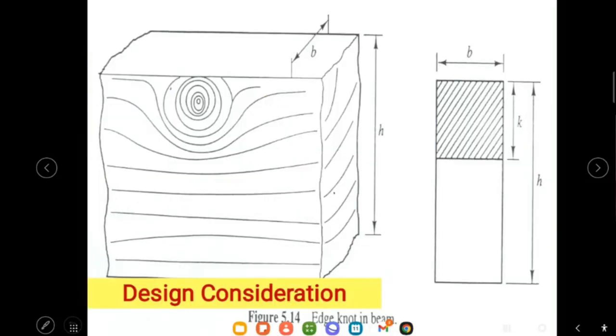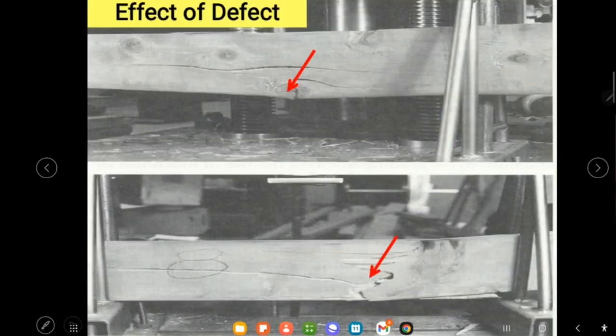Okay, so normally for design considerations, we have to take out the defect part. For example, if you want to design a beam using timber, and we find that there is a knot defect over here, basically we have to take out this portion, and we only calculate the strength of the timber based on this, okay? Which is based on this, okay?